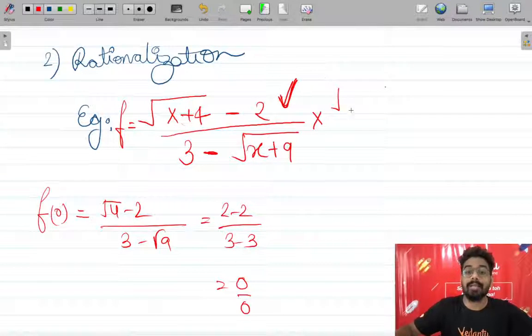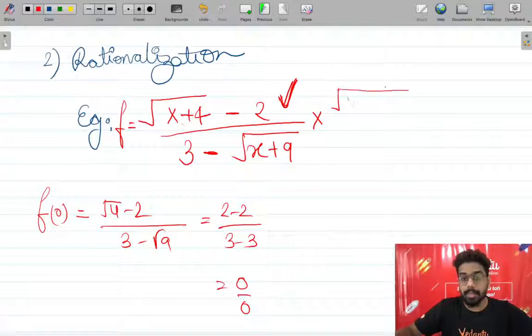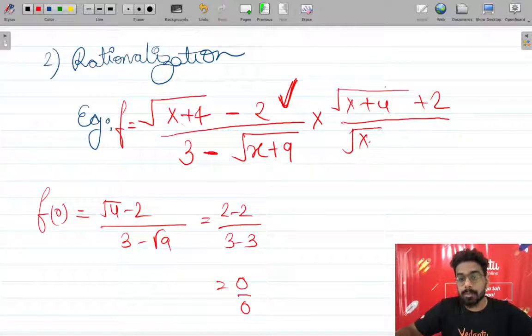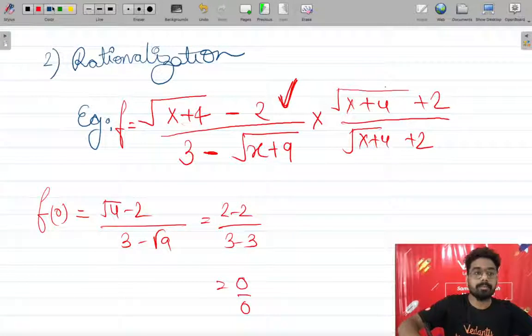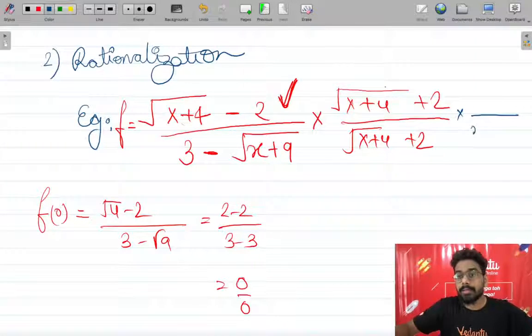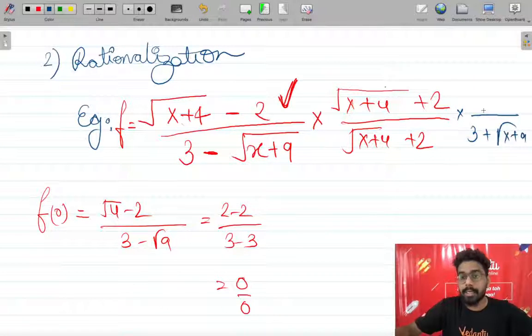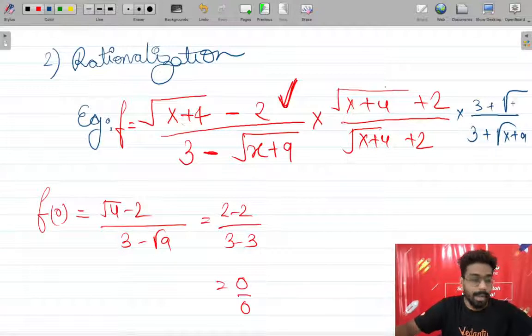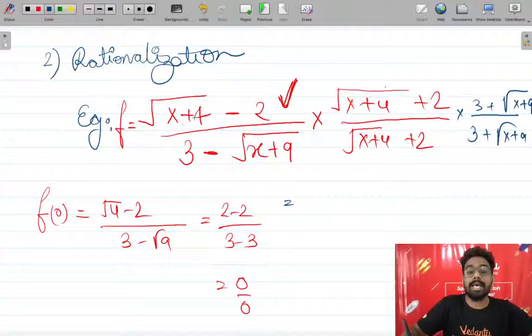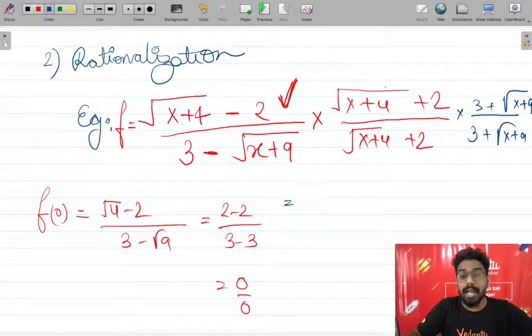And in the denominator, you will do the same thing. Root x plus 4 plus 2 upon root x plus 4 plus 2, and multiply 3 plus root x plus 9 and 3 plus root x plus 9. Okay? Now what will this become? This is a minus b into a plus b is a square minus b square. x plus 4 minus 4.